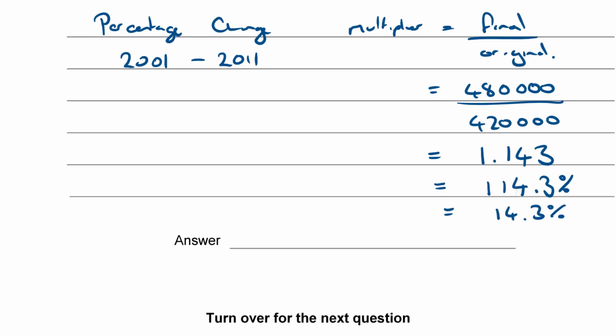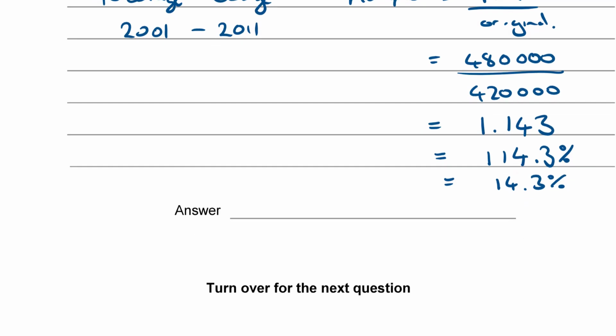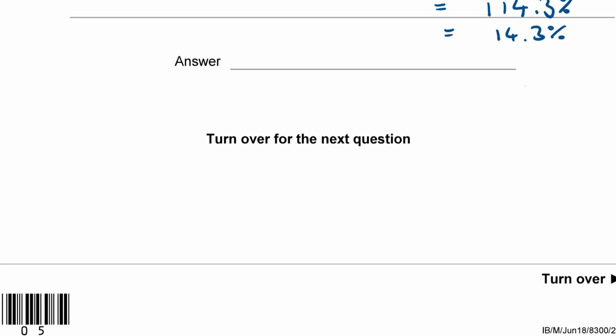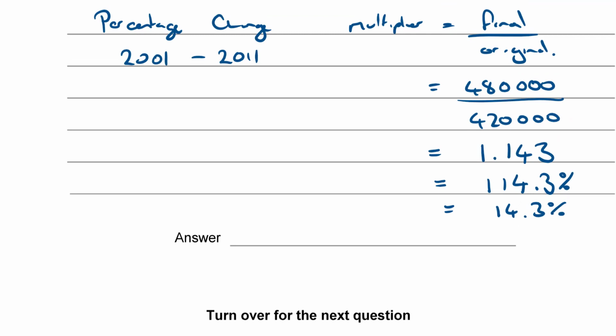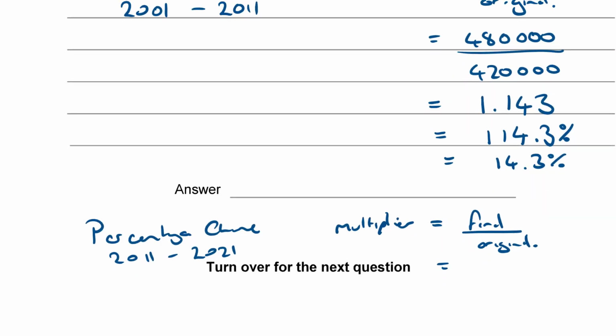Okay, now let's work out the percentage change from the next amount if it was going up by 60,000 again. So kind of run out of space here. So the percentage change from 2011 to 2021, again, our multiplier is going to be equal to our final over our original, which is equal to, well, what did he say it was?